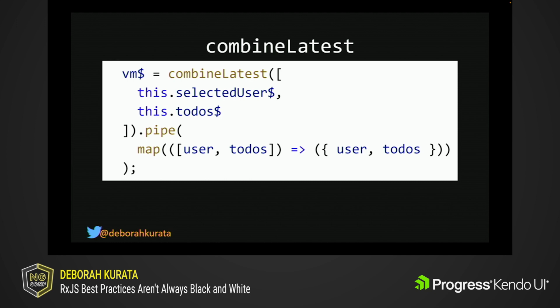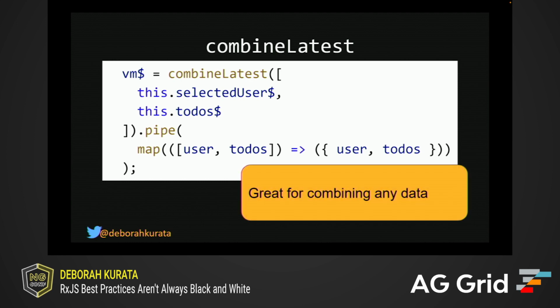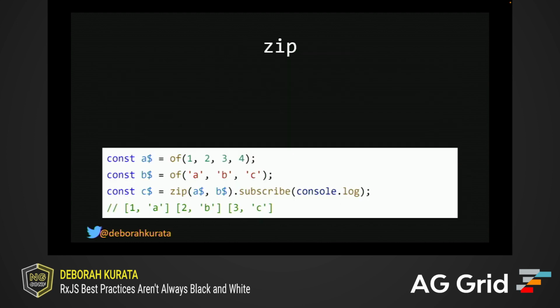The other place that it's really useful is when you want to combine all of your streams to have one async pipe on your template. So what this code is doing is it's mapping two streams, and this could be six, and mapping them into an object so that you can more easily access them on your template. So it's great for combining any amount of data.